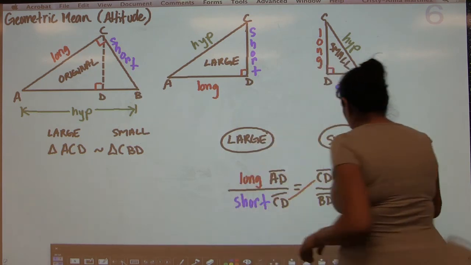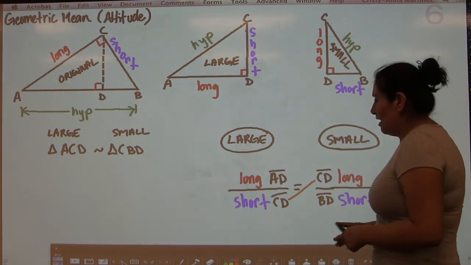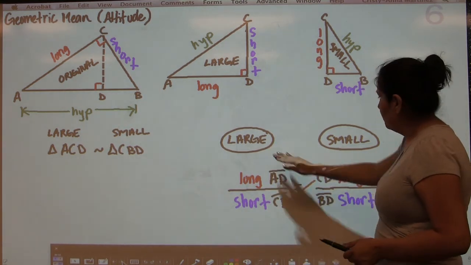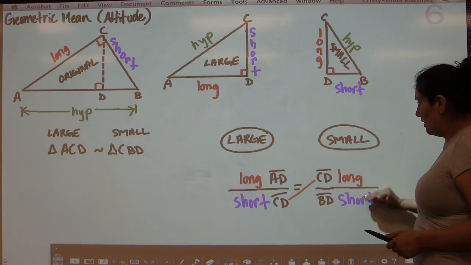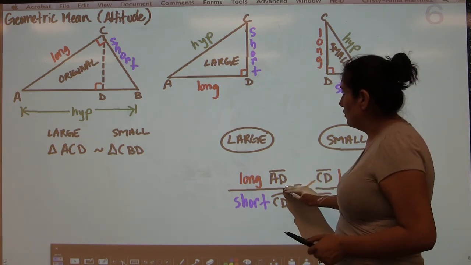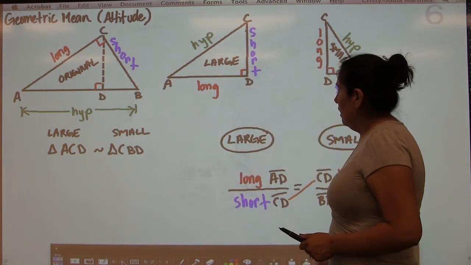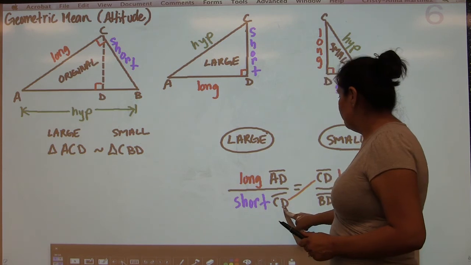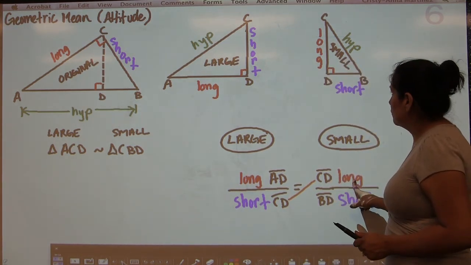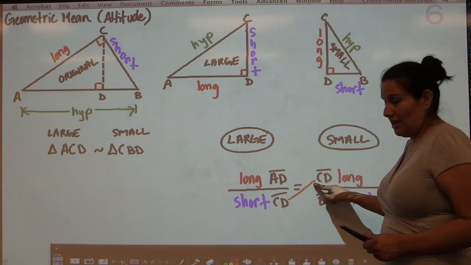And on this side of my proportion, I'm using segments from the small triangle. What we know is that we want to go long leg to short leg of the large triangle and long leg to short leg of the small triangle. Well, the long leg of the large triangle is AD, so I've written that there. The short leg of the large triangle is CD. But at the same time, the long leg of the small triangle is also CD. And so you kind of see that geometric mean thing happening there.